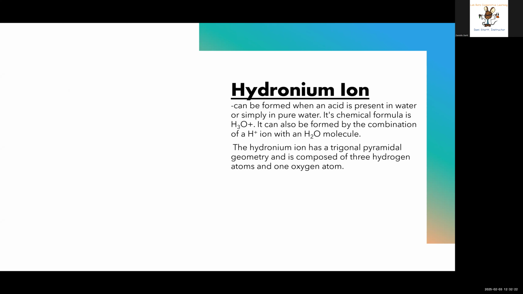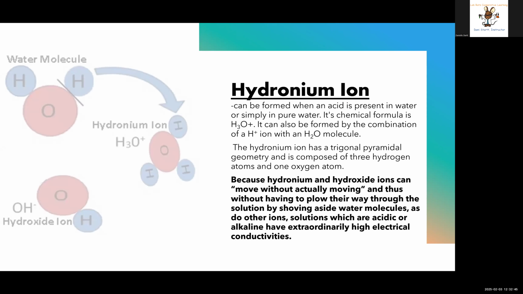So if an acid is present in water, you can get hydronium ions. That's because you have both components there. In water, it has to do with some of the water dissociating, and then you get an H plus ion that will come in contact with the water molecule. So hydronium ion has trigonal pyramidal geometry and is composed of 3 hydrogen ions and 1 oxygen ion.